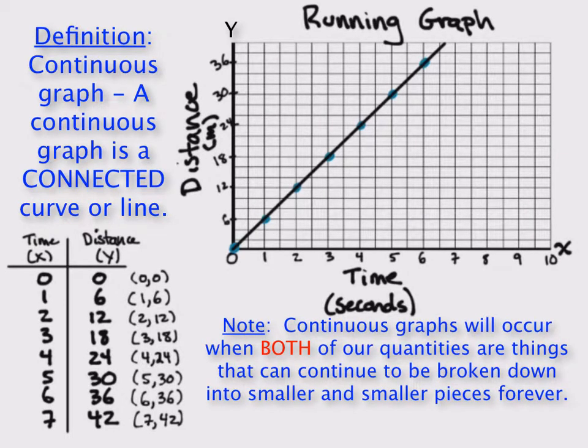Continuous graphs will occur when both of our quantities are things that can continue to be broken down forever and ever and ever. Some common examples of such things are time. Time can always be broken down into smaller and smaller units. Distance. This can be height, length, depth, distance traveled, anything at all involving distance, you can always break down into smaller and smaller pieces. And temperature. You can always break temperature down into smaller and smaller pieces.